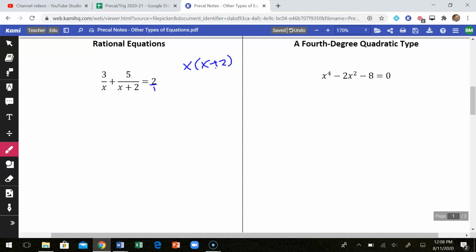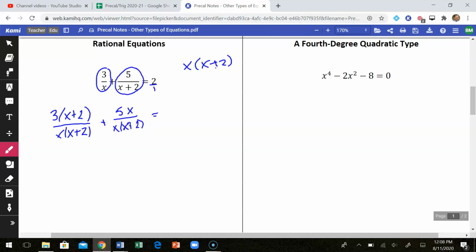So if I want to get a common denominator of x times x plus 2, this first one I have to multiply by x plus 2 on top and bottom. So I'm going to have 3 times x plus 2 over x times x plus 2. This middle one, I've got the x plus 2, I need the x. So that's going to be 5x times x plus 2. And on the right side, I need both the x and the x plus 2. So this is going to be 2 times x plus 2 over x times x plus 2.